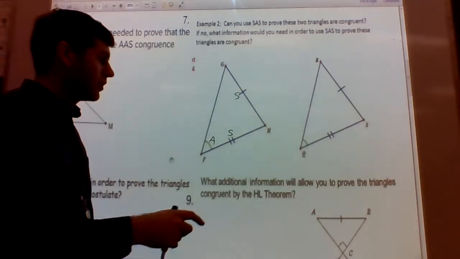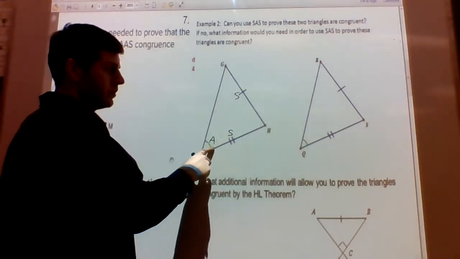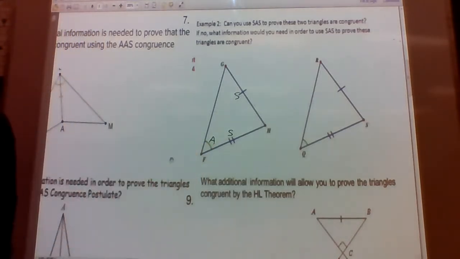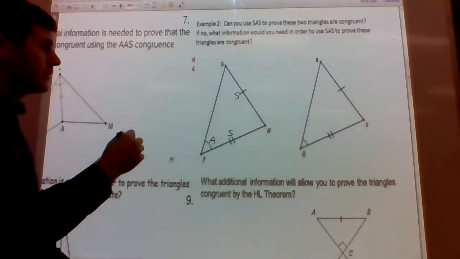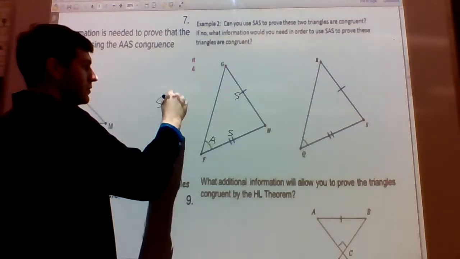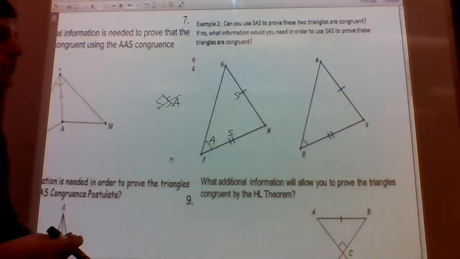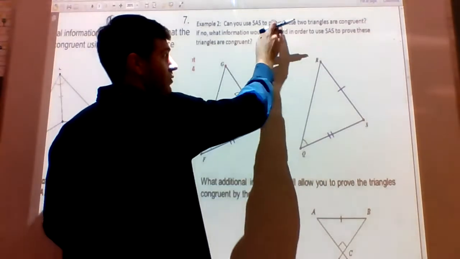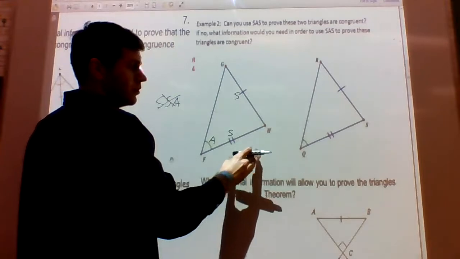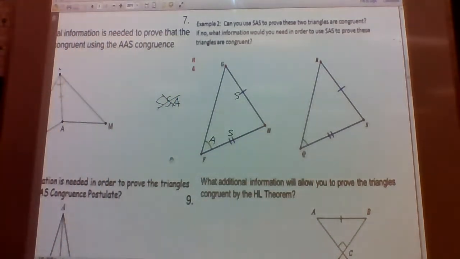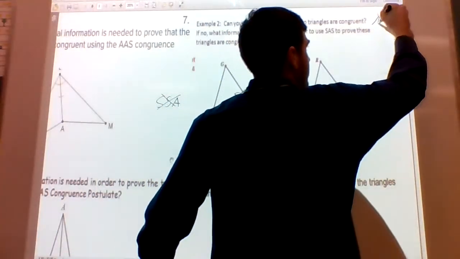Okay, so if we look here, we have side angle. If we go in order, the angle is not included. It's not between the two sides, so we cannot use the side angle side postulate. So really, right now, we don't even know. Not only can we not use the side angle side postulate, we don't know that these two triangles are congruent because we don't have enough information to use any of our postulates. So the first question is no.